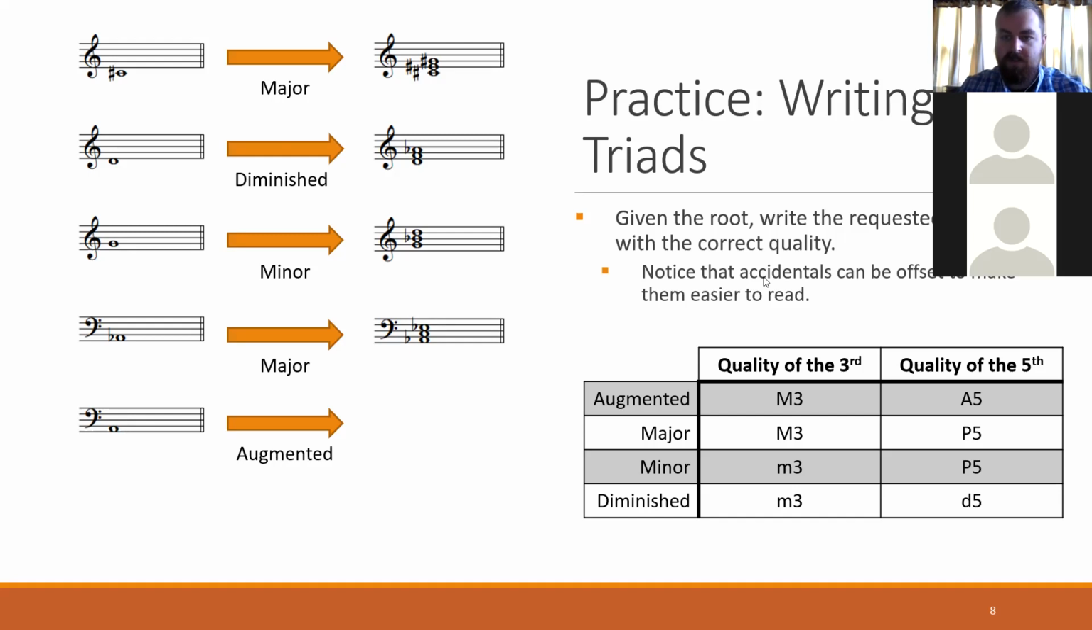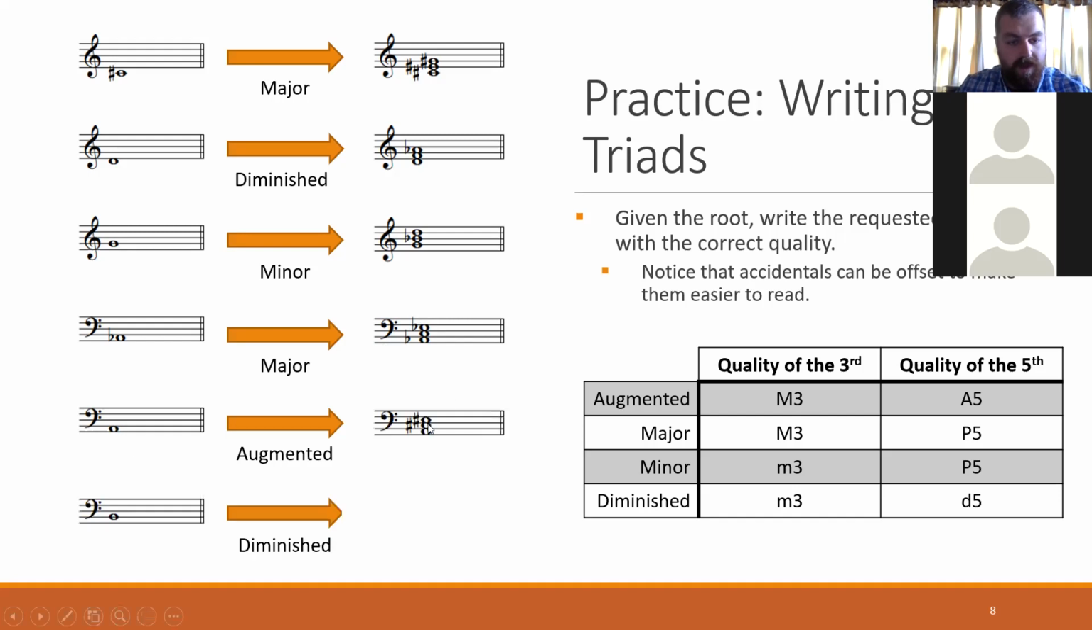Okay, one response in the chat. What are we thinking? Yeah, so A, C sharp, and E sharp. That gives us an augmented triad here. A up to C sharp is a major third. A up to E sharp is an augmented fifth. Major third, augmented fifth. That is an A augmented chord. Okay, one more. Diminished, starting on B natural.